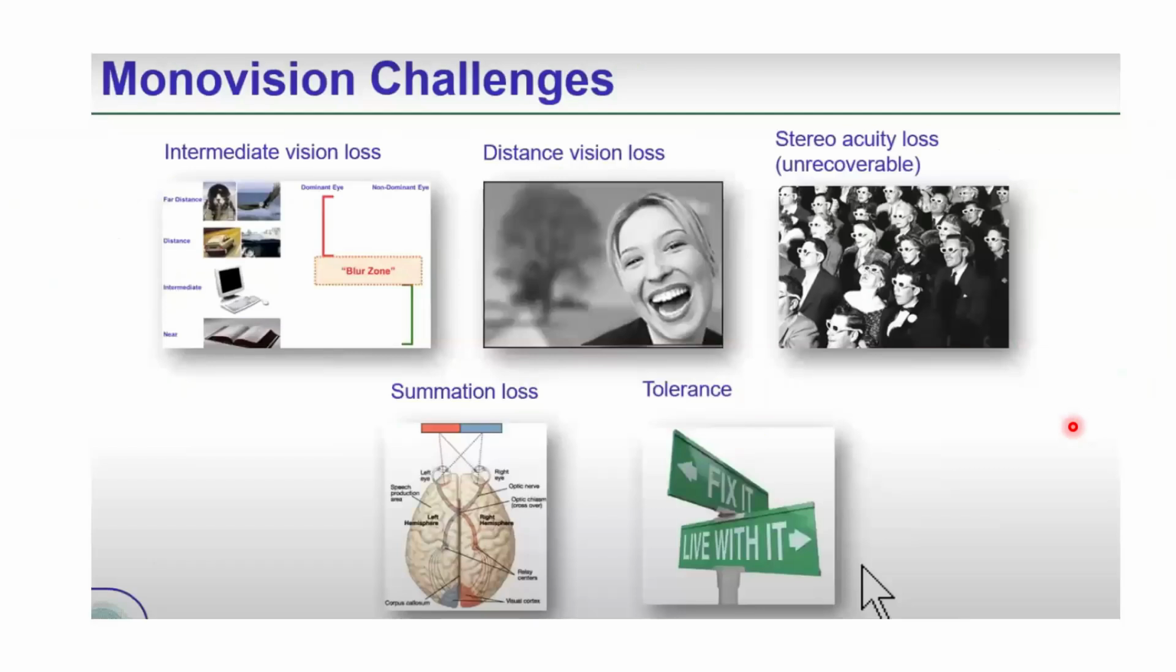So what are the challenges? We have said that multifocality is a problem, but monovision by itself also has its challenges. What are the challenges in monovision? In monovision, there is an intermediate blur zone. If we treat for near, then there is distance vision loss. Loss of stereo acuity is there. If the depth of perception and the range of vision do not match closely, you are going to have loss of stereo acuity. There is going to be loss of summation, and the patient is not going to tolerate it very well.